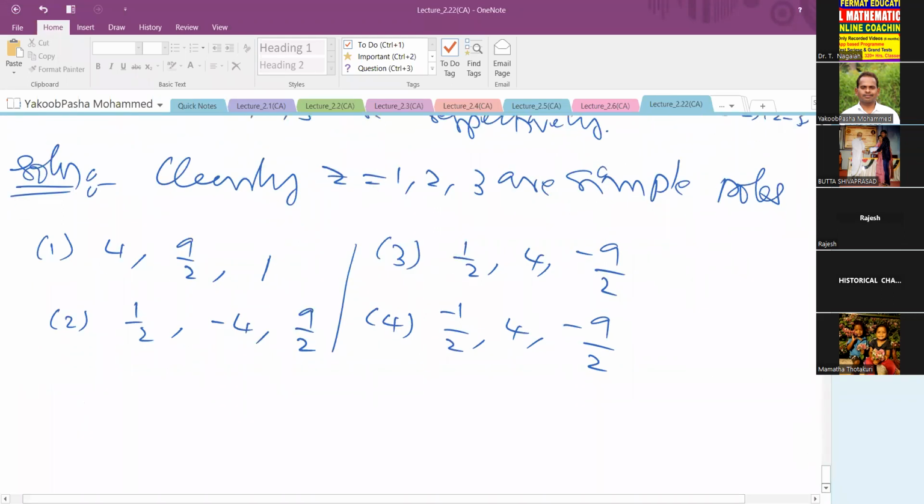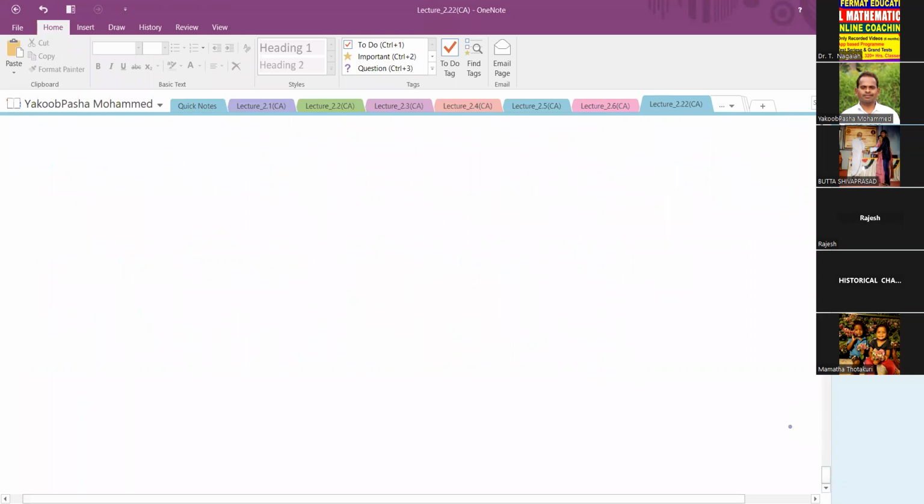Now I'm taking another topic: zeros and Rouche's theorem and argument principle. First, the basic definition of zeros. As we know, zeros of a function means nothing but roots.